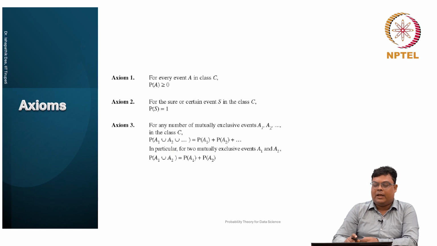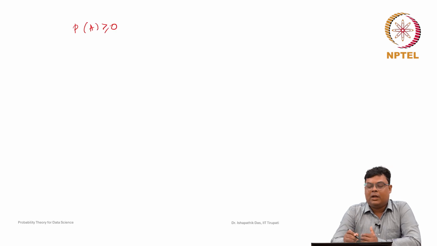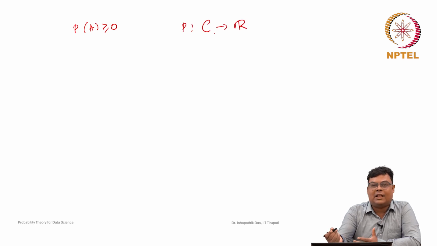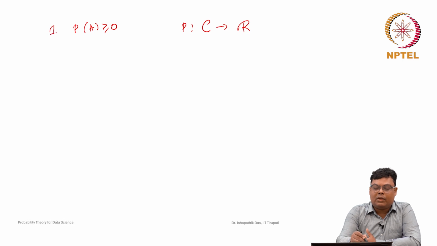Note that we just talked that P of A is greater than or equal to 0, but you know that probability, initially we defined probability as a function from C to R, a real number. But you know that it is not only a real number, it is actually 0 to 1 only, probability is always between 0 and 1. But initially we just talked about it as nothing but C to R.